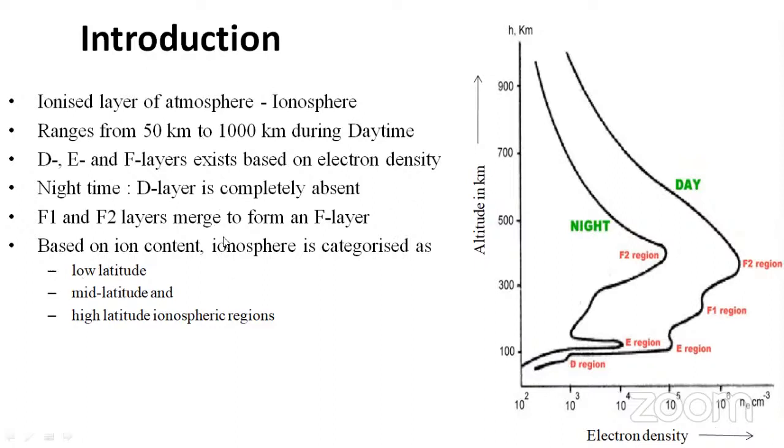And this ionosphere is also categorized into various regions based on the ion contents along the latitudes, that is low latitudes, mid latitudes, and high latitudes. Low latitude means from plus 30 degree to minus 30 degree, and mid latitude means from 30 degree to 65.5 degree. High latitude means 65.5 degree up to 90 degree, that is the polar regions, that will be named as high latitude ionospheric regions.